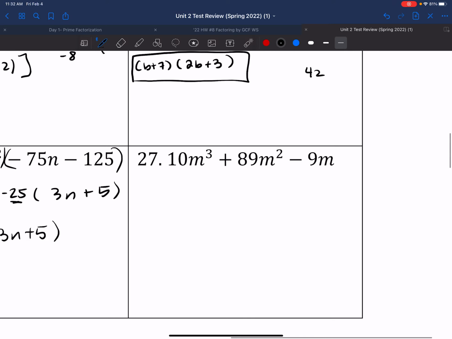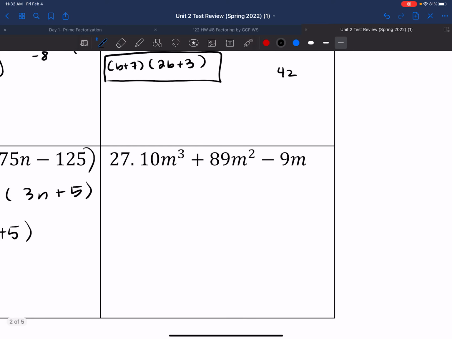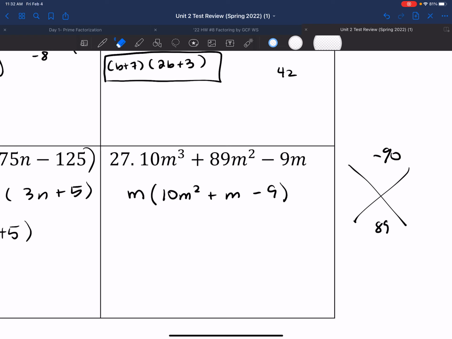And now I'm going to go look at number 27. Is there a number that goes into 10, 89, and 9 at the same time? I don't think so. But I see that I can factor an m, though. So let's do 10m squared plus m minus 9. And then I have a 90 here and a 1 there. So how about... Is this going to work out? Oh, I'm sorry. I'm supposed to put an 89 there. Yeah, let's put an 89.